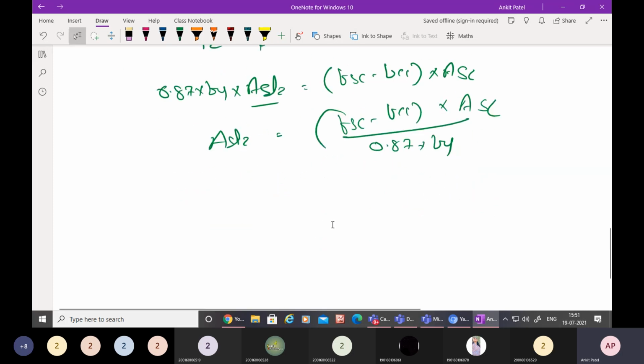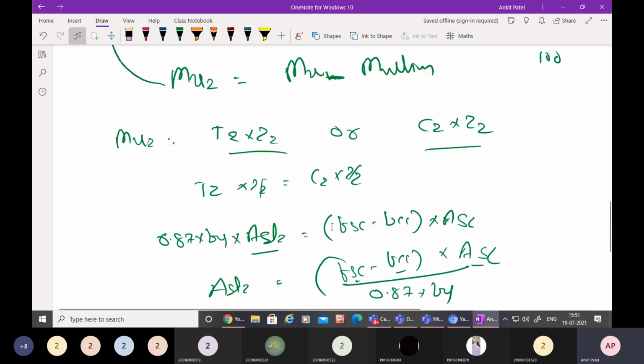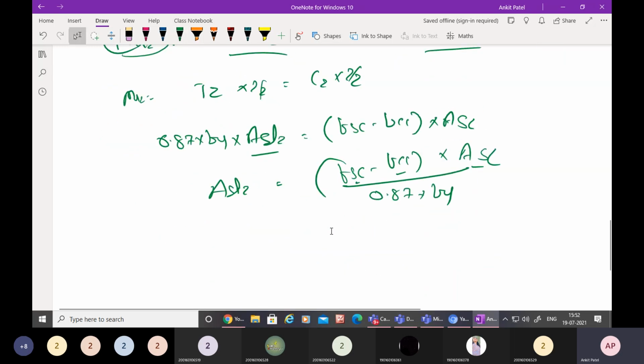So now what do we need to find out? We need to find the value of FSC, the value of FCC, and the value of ASC. ASC you can easily get from this equation: Mu2 is equal to C2 into Z2, and from that you will be able to get the answer of Mu2. Now you need to calculate the value of ASC only. Then by equating these two, you will be able to get the answer of AST2.